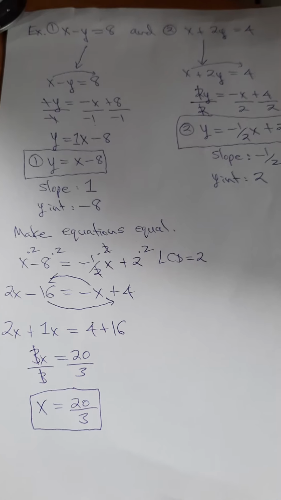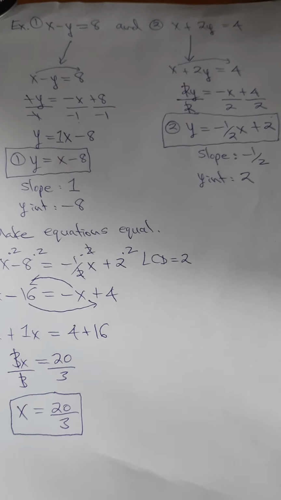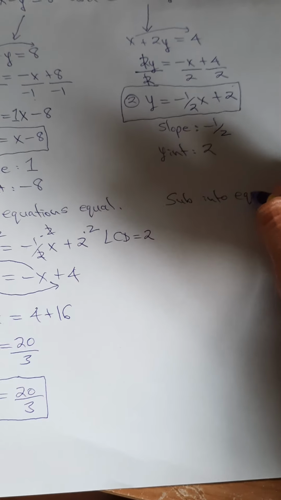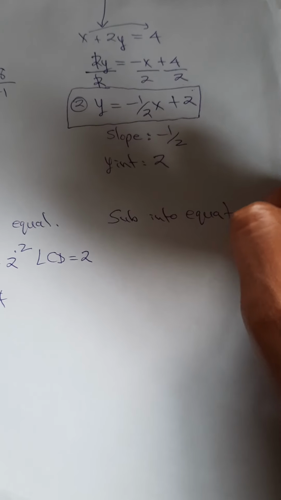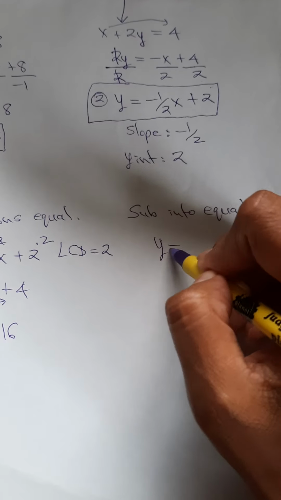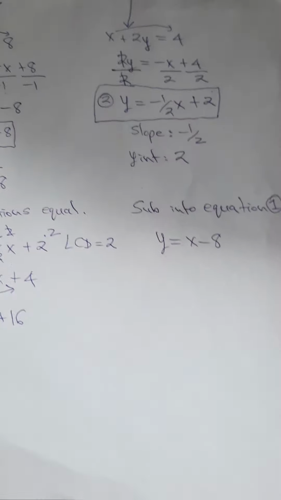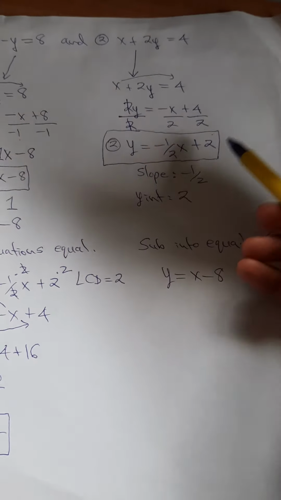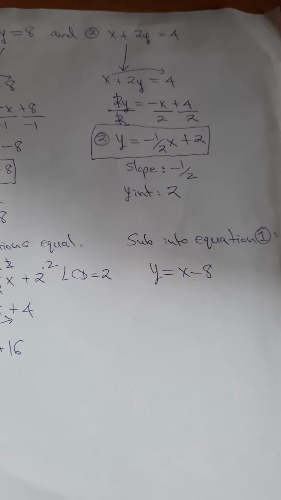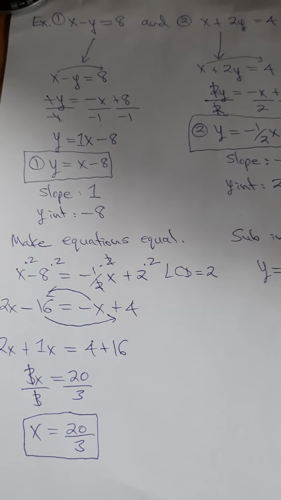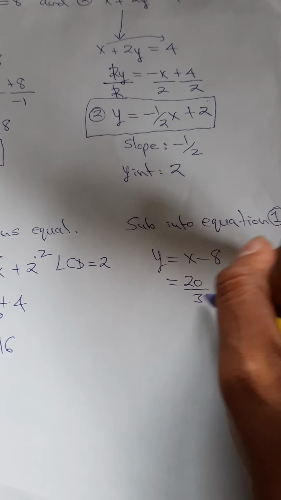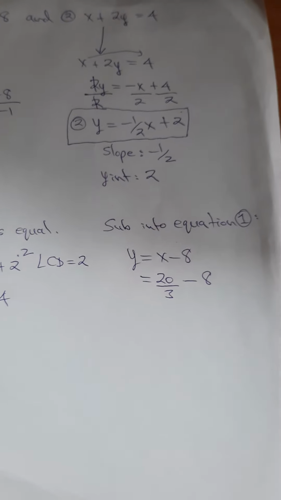Now maybe we can just sub it back. I'm going to sub it into equation 1, and the reason for this is because equation 1 looks more simple. It's just x minus 8. If I plugged it into equation 2, I notice there's a fraction, and it might take a little bit longer to solve that. So we got x equals 20 over 3. You're going to sub 20 over 3 into this equation for x.